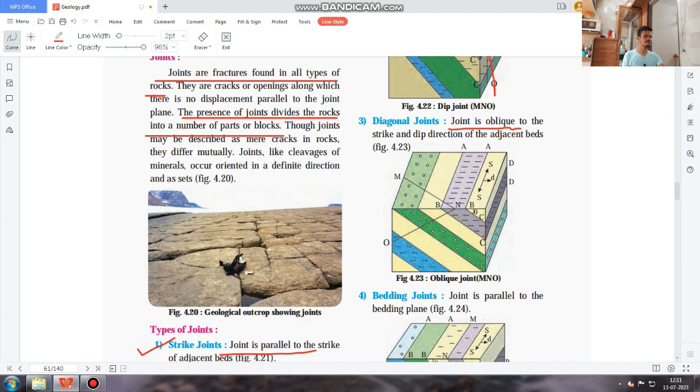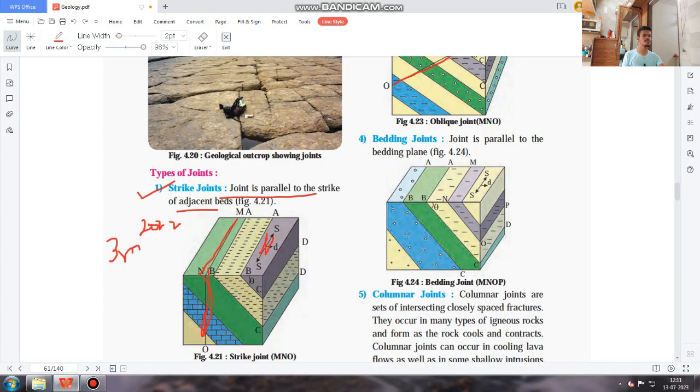Diagonal joint, also called oblique joints. They are oblique to the strike and dip, meaning they are neither parallel nor perpendicular. Oblique means at one point they will meet. Your strike is going forward, they will meet; your dip is going forward, they will meet.